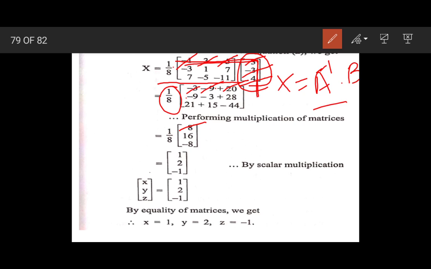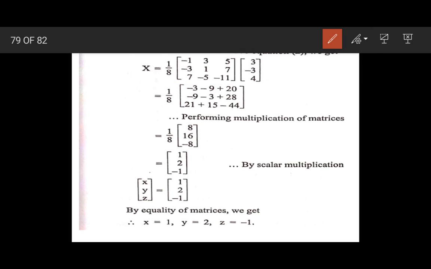Now, similarly multiply the second row with the column. So, minus 3 with 3 will be minus 9. Then 1 into minus 3 will be minus 3. Then 7 into 4 will be plus 28. Now solve this. Minus 9 minus 3 is minus 12. Minus 12 plus 28 will be 16. Okay. So second row complete.